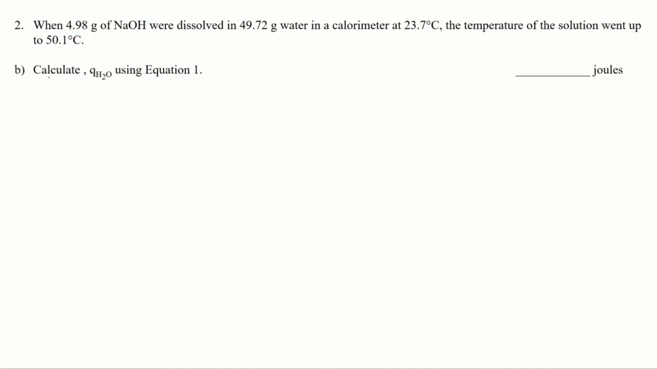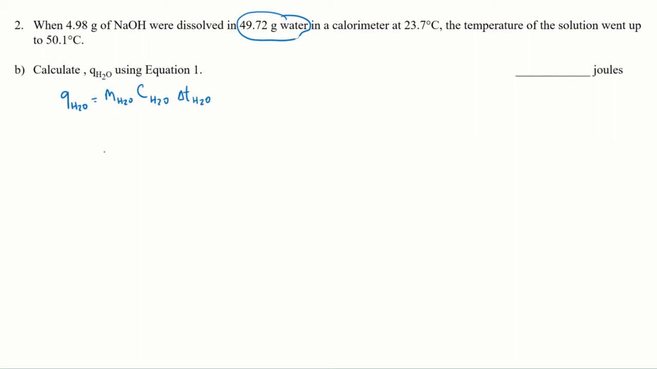Part B asks to calculate Q of water using equation 1. So this is very similar to what we did in question number 1. If you guys remember, Q of water is equal to the mass of water times the specific heat of water times the change in temperature for water.